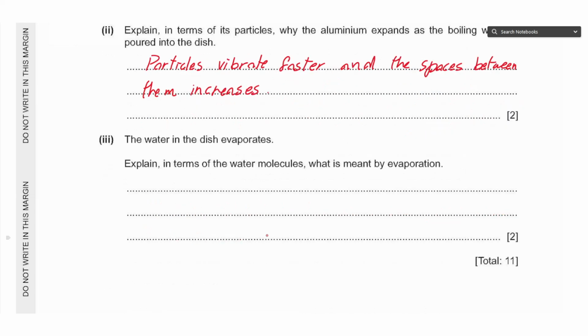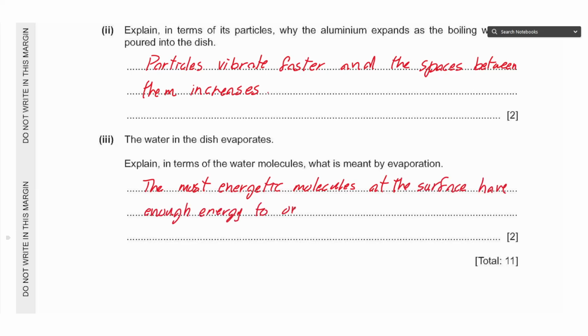Triple I says the water in the dish evaporates. Explain in terms of the water molecules what is meant by evaporation. And we have only 2 marks, so we are going to write it a little bit shorter. We say that the most energetic molecules at the surface have enough energy to overcome bonds or intermolecular forces and escape. If we had more marks, we can say that they have enough energy to overcome intermolecular forces and increase the spacing between them and the rest of the liquid molecules.